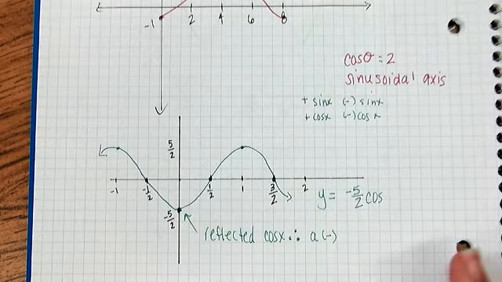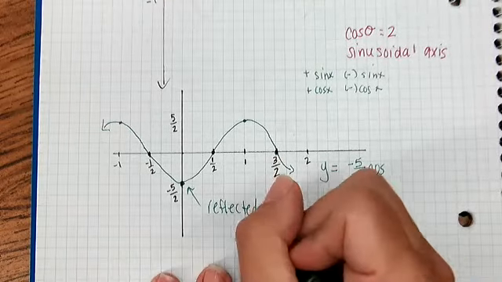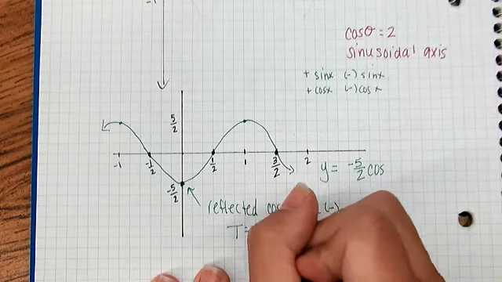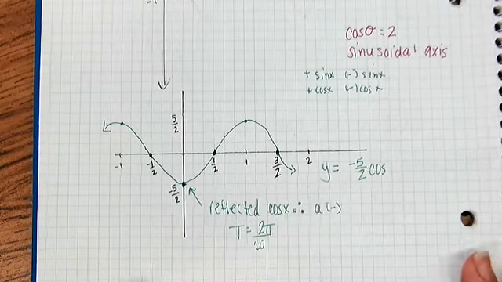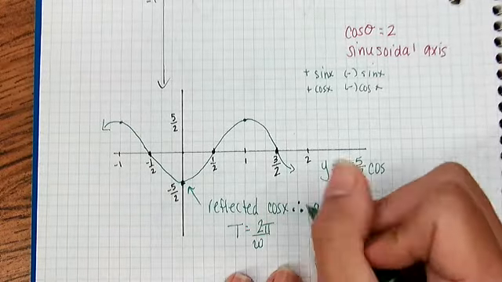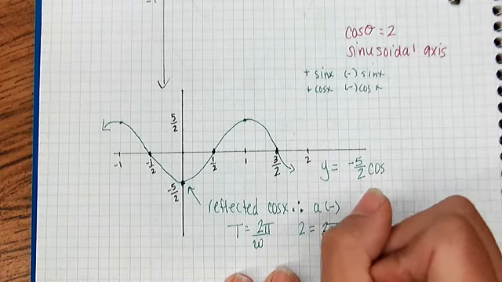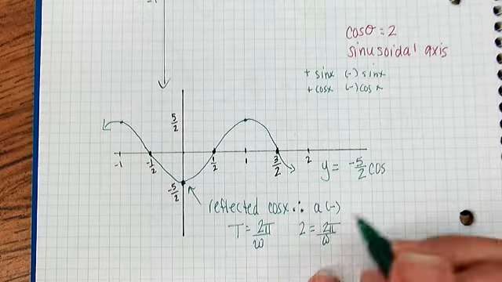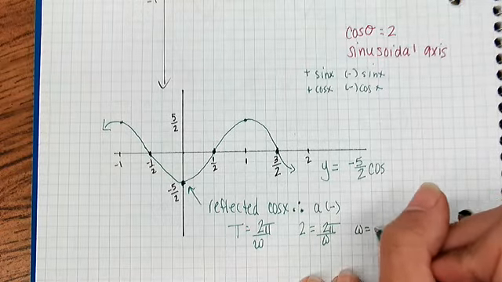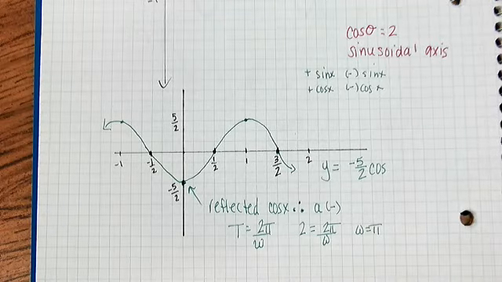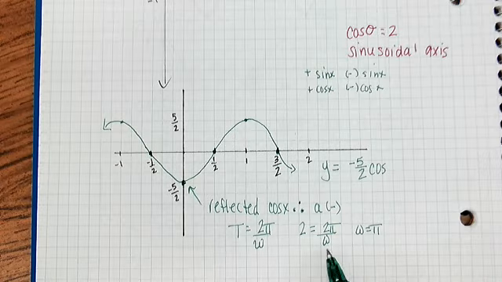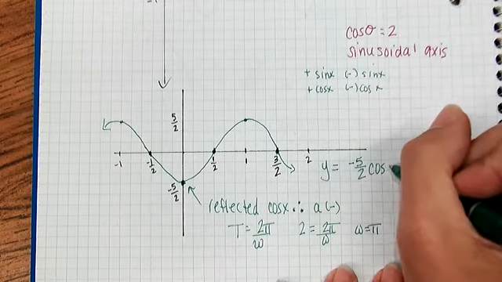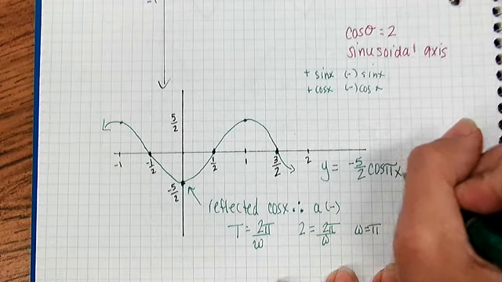So I need to work backwards to find omega. T, which is the period, is 2 pi over omega. I'm not very good at drawing that letter. So I know the period is 2. Working backwards, when you solve for omega, I believe you get pi. Omega is pi, right? Yeah. So my final equation is -5/2 cosine of pi x.